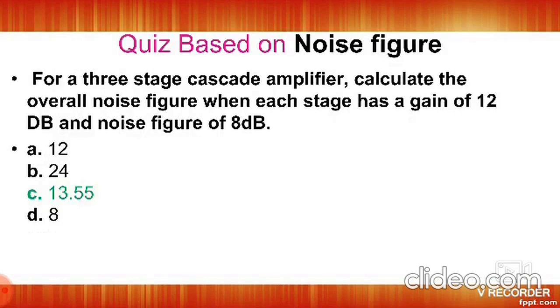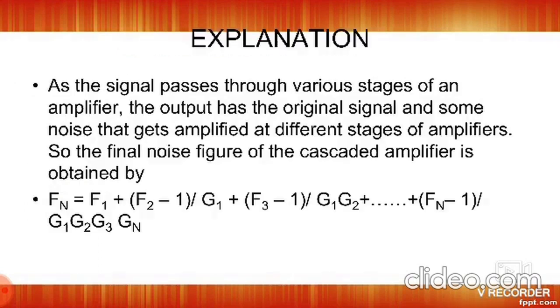We have one quiz question here. For a 3-stage cascade amplifier, calculate the overall noise figure when each stage has a gain of 12 dB and a noise figure of 8 dB. Gain is given and noise figure is also given. The answer is 13.55. Let us find how we get this 13.55.